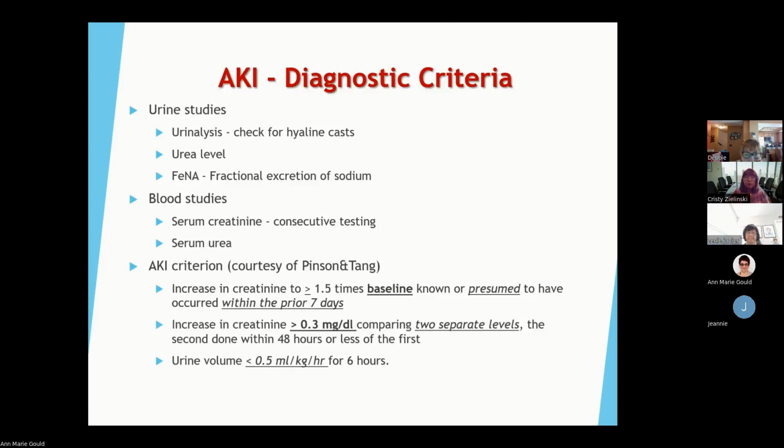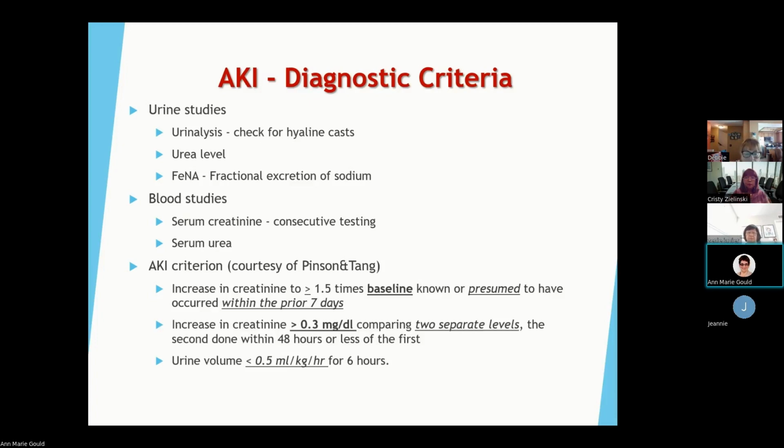So your urine studies: urinalysis, you check for hyaline casts, urea level, and your FeNa, your fractional excretion of sodium. Sometimes they'll order it for AKI, sometimes they don't. Your blood studies: your serum creatinine, consecutive testing, your serum urea again, and your AKI criteria.